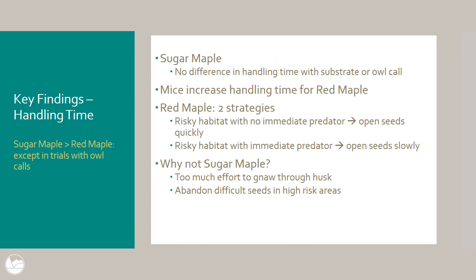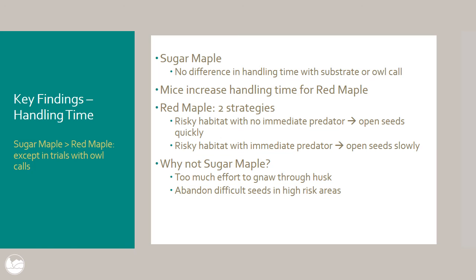For the handling time, sugar maple handling time was always higher than red maple, except in trials where there were owl calls. And so for sugar maple, there was no difference in handling time at all with either of the indirect or direct cues of predation. And the mice increased their handling time for red maple, which was interesting and might reflect two different strategies. In a risky habitat where there's no immediate predator, the strategy might be to open the seeds quickly in case a predator shows up. And in a risky habitat where there is an immediate predator, they open the seeds slowly so you don't attract any more attention to your activities.